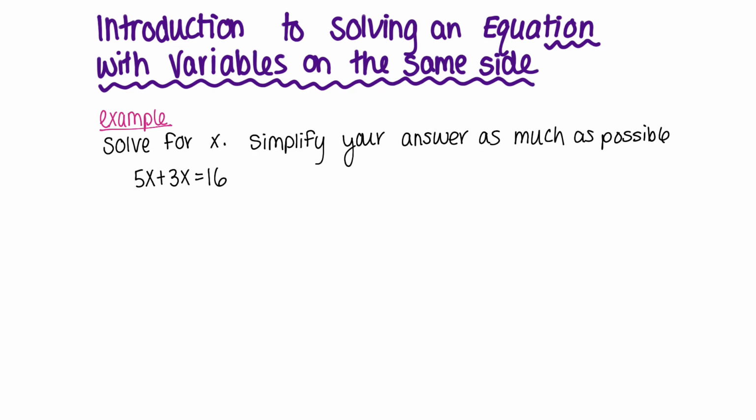So let's look at this. 5x plus 3x equals 16. When we see this 5x plus 3x, we want to combine all those x's together because you want x on one side only and you want it only in one term. So 5x plus 3x means that we have 8x.